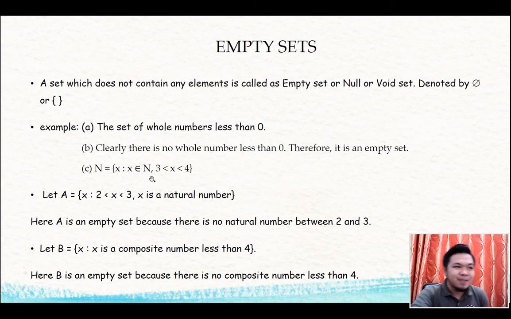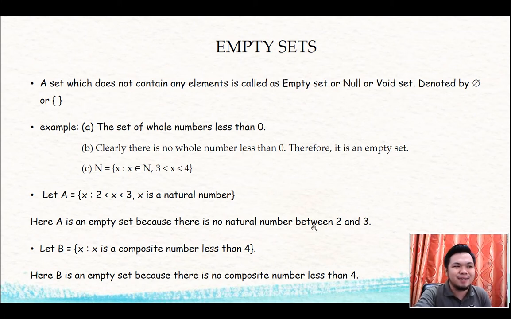Tama po. Therefore, pag sinulat natin siya, ito po yun. N is equal to braces X colon X is subset of, ayan. So, ito po, paliwanag lang natin mabuti ha. So, let A is equal to X colon 2 less than X less than 3. Then, X is a natural number. So, kapag natural number, diba, it stands with letter N. So, here A is an empty set because there is no natural number between 2 and 3.